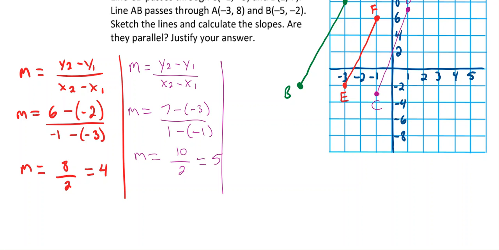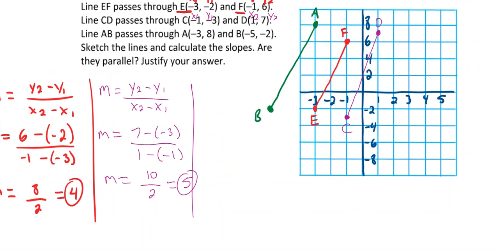Okay, so right off the bat, are those two lines parallel? No. Nope, they don't have the same slope. So even though they're close, right? One rises 5 and then over 1, the other one rises 4 and over 1, so they're not going to be parallel. Okay, and then just the last one.